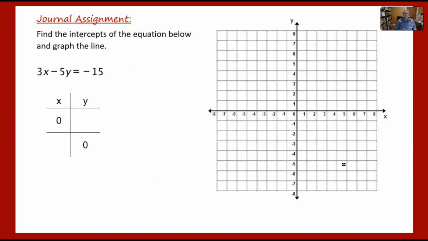Okay, now it's your turn. Find the x and y intercepts for this graph, plot them, and draw a graph of the line. Good luck.